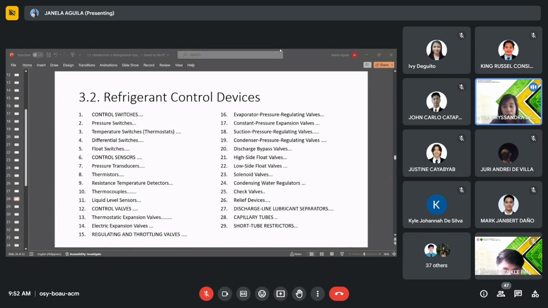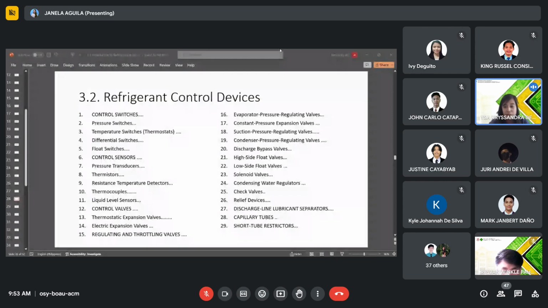And next are the thermistors. The temperature of various parts of the refrigeration system is measured by thermistors, which are temperature-sensitive resistors. The ability to manage the temperature is one way that thermistors enhance the efficiency of the refrigeration system. Based on the temperature input from the thermistors, the control system can adjust how parts like the compressor or expansion valve operate.